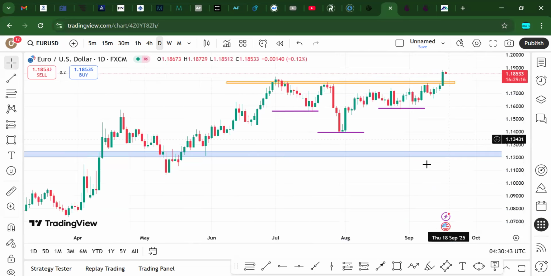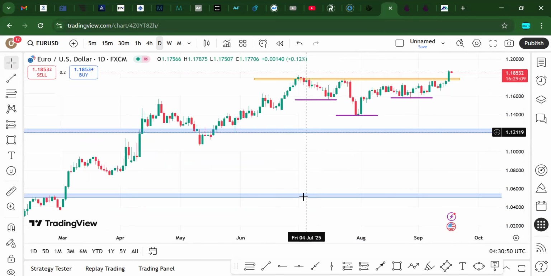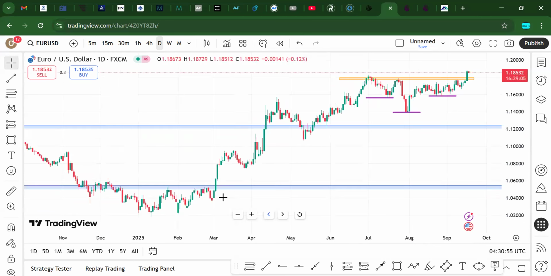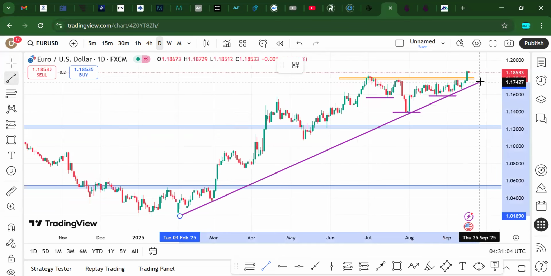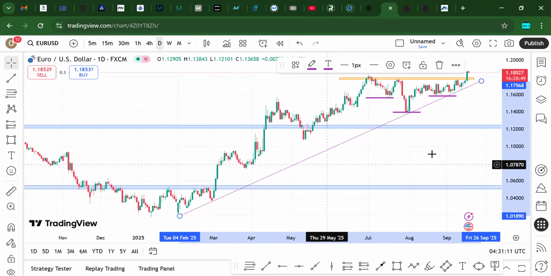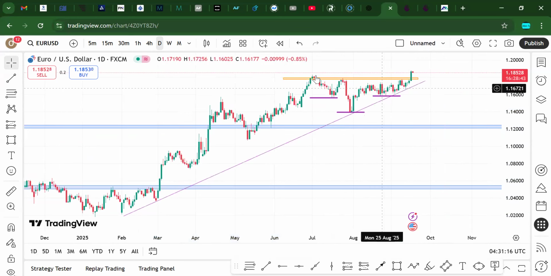But for those that have been following me for a while now, you know that I use three basic tools for my analysis: the support and resistance zone, the trend line. So this would be a good time for me to include my trend line. So if I have this as my trend line, I have my chart pattern well mapped out.